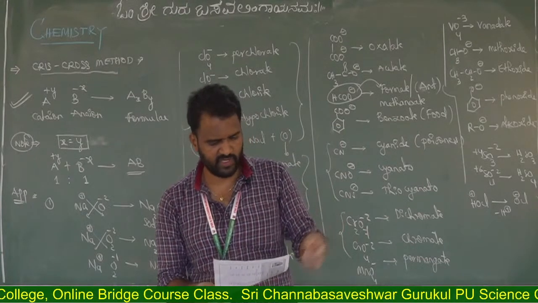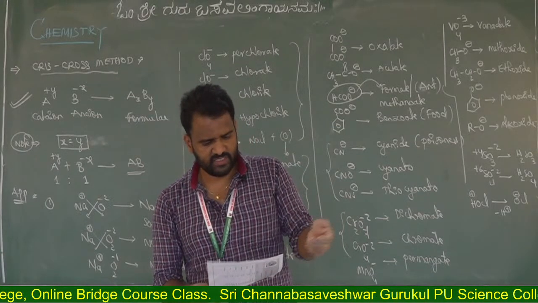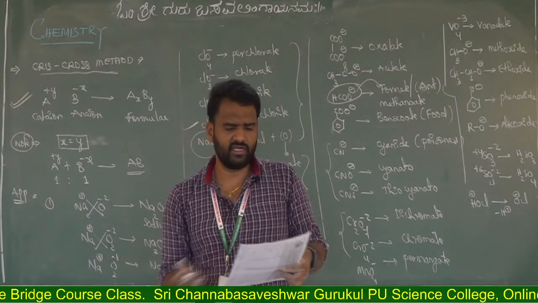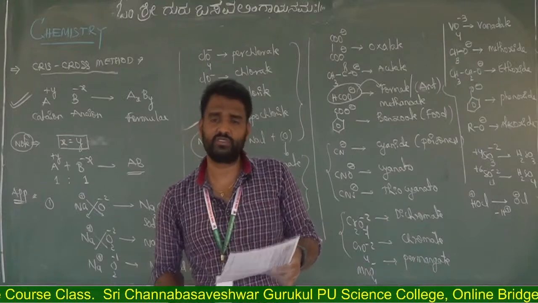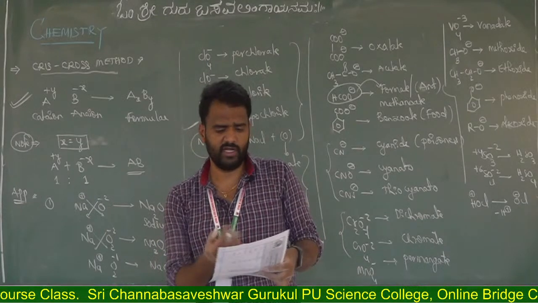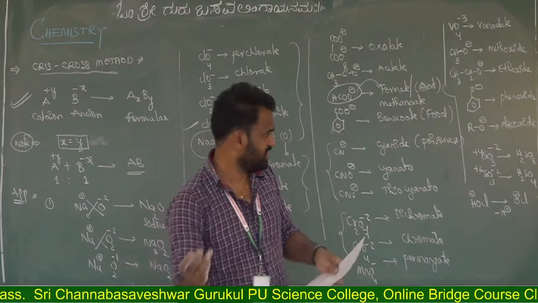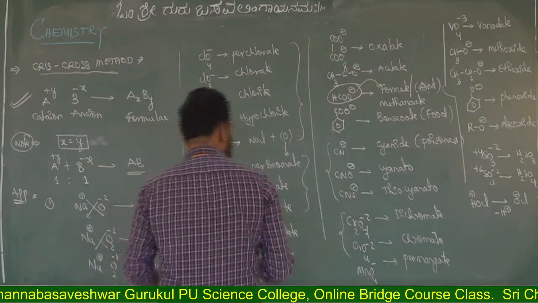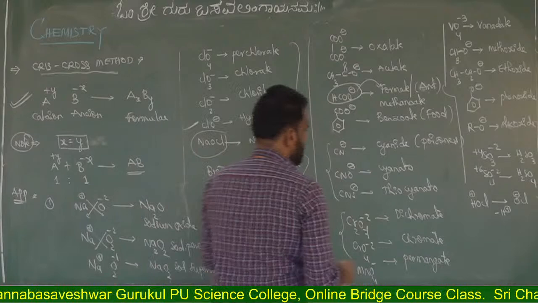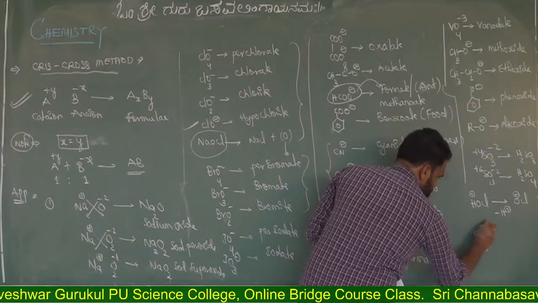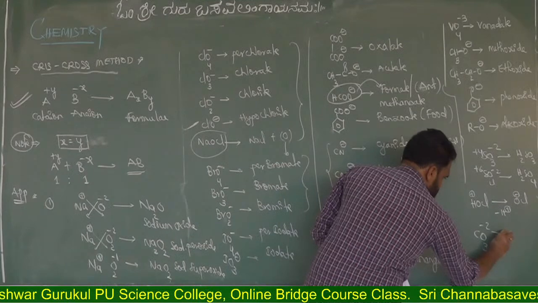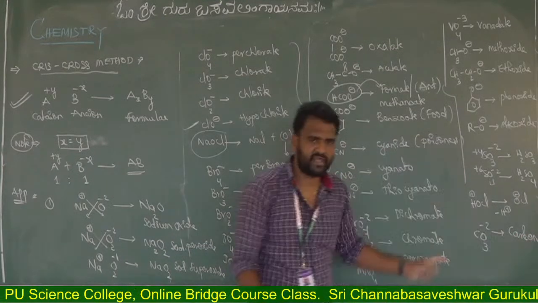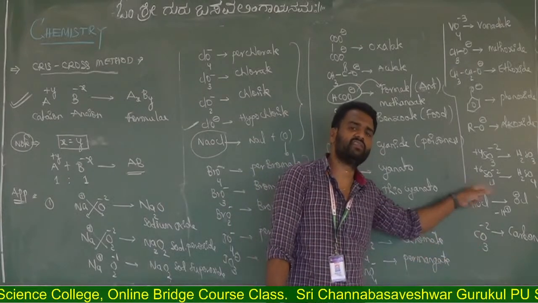I think one boy asked about MgCl2 and Al2CO3. MgCl2 is magnesium chloride, the formula is correct, but Al2CO3 is aluminum carbonate, right? So you can write carbonate here as one more anion. Carbonate is CO3 -2. Please note down in the list of anions that carbonate is another anion.